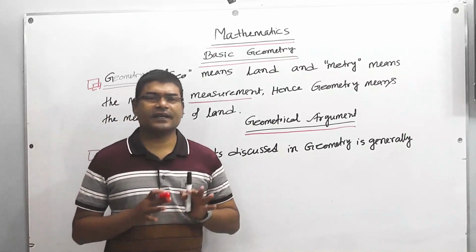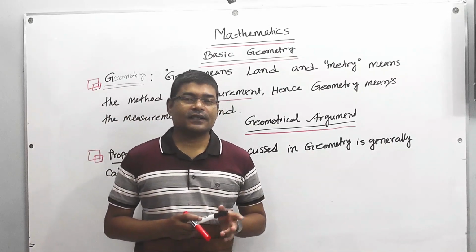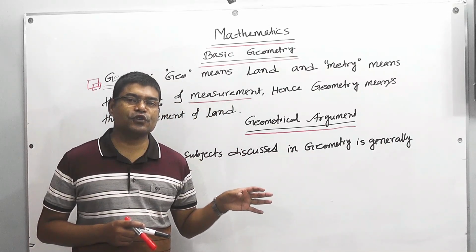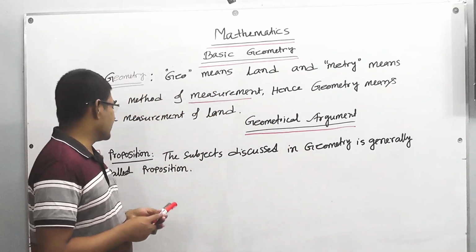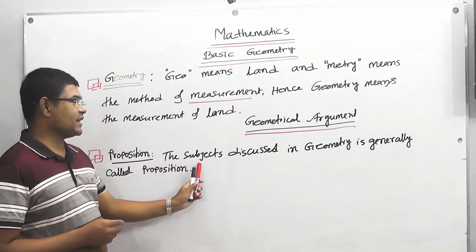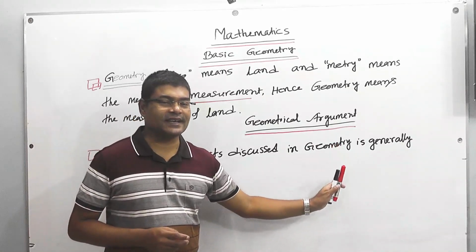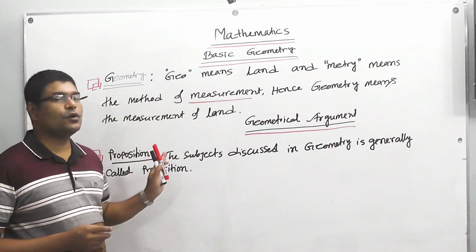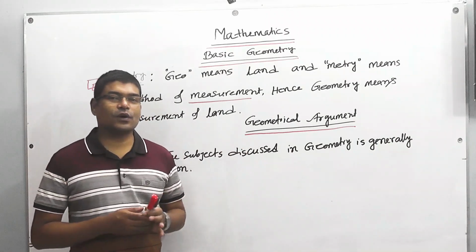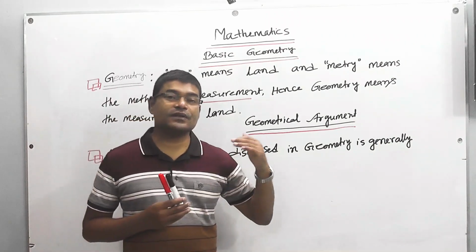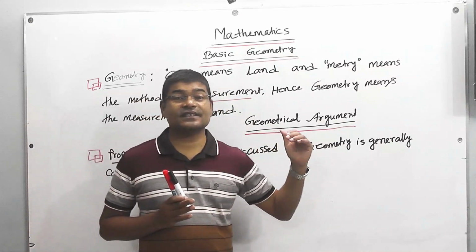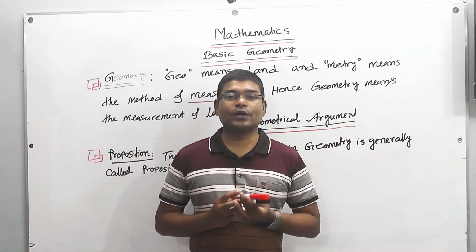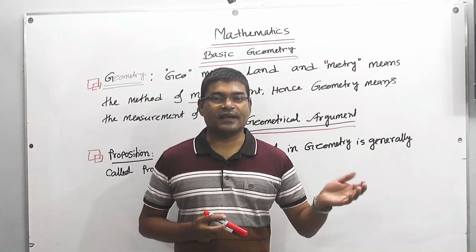In geometry there are lots of parts. So at first we have to know proposition. What is called proposition? The subject discussed in geometry generally is called proposition. Okay, so we have learned what geometry is called. Geo means land and metry means measurement. Therefore geometry means measurement of land.